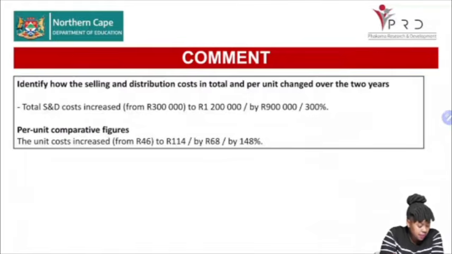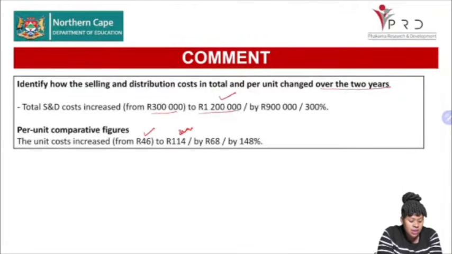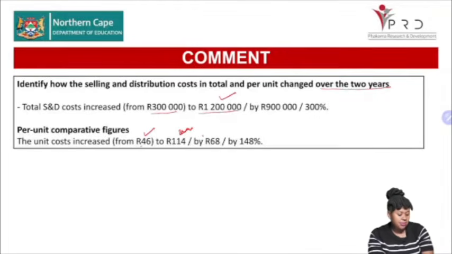So the total selling and distribution cost has increased from 300,000 to 1,200,000. Okay. Then the second aspect, the per unit comparative figures, the unit cost has increased from 46 rand to 114 rand, and that is what was expected of you, because they said identify how it has changed over the 2 years. It has increased. How has it increased? Then you provide your figures to support your statement.